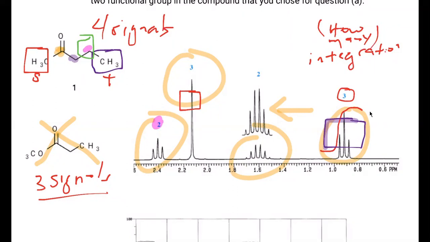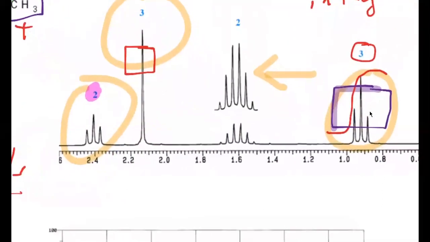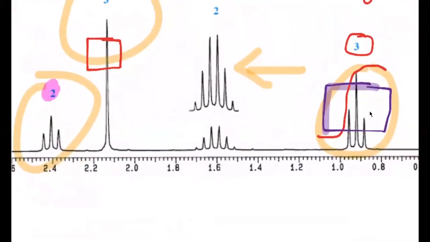So you can see right here, I want to zoom in because this is an easy one to pick out. You can see that this is 1, 2, 3, 4, 5, 6 lines. And that's showing up at 1.6. And the integration is 2. So we'll box that in that color.